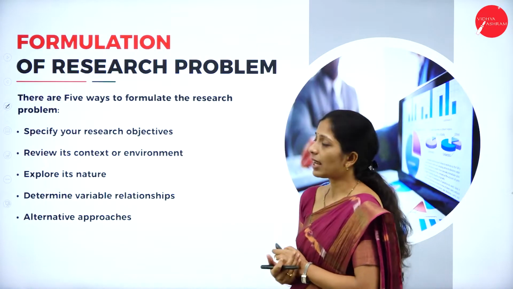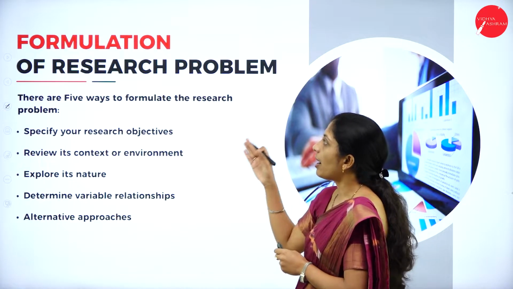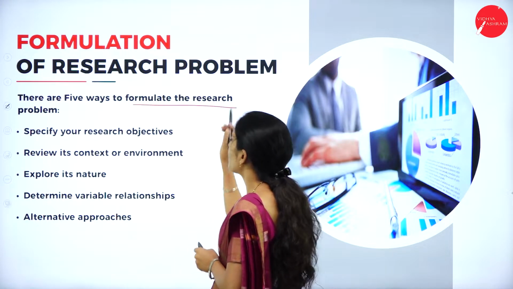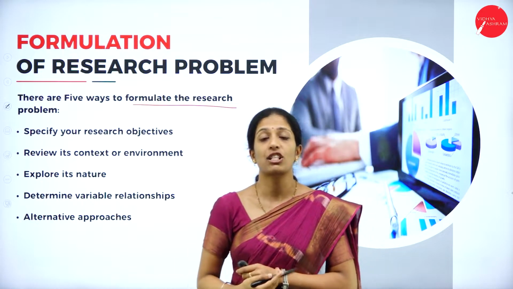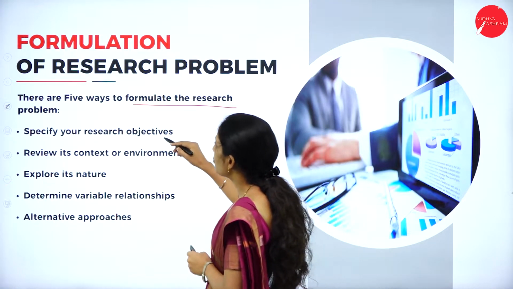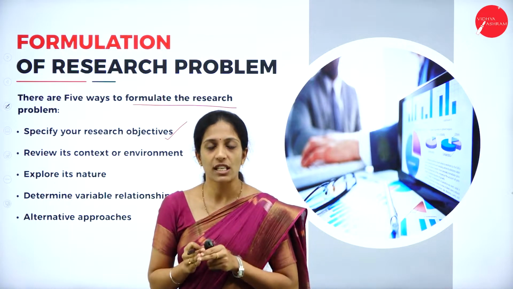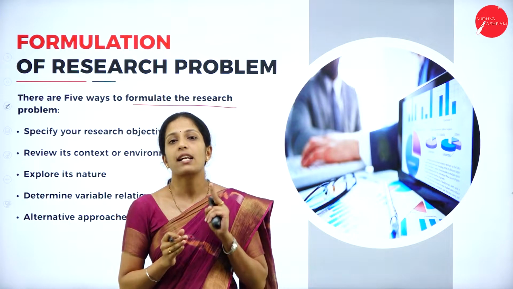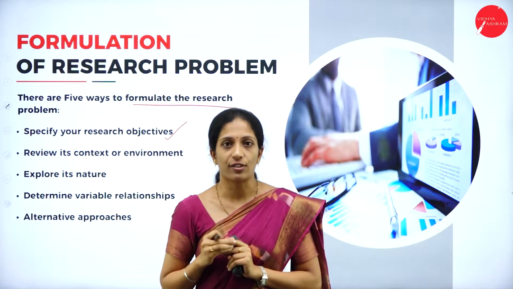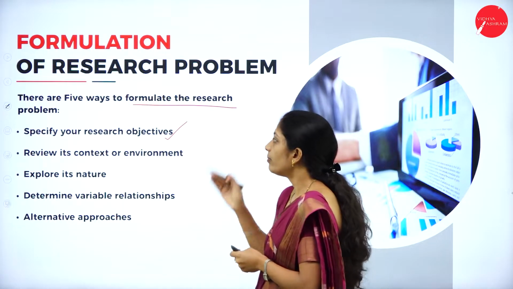Okay. Next one is formulation of the research problem. So how do we have to form a research problem? There are 5 ways to formulate the research problem. Let us see which are the 5 ways. Specify your research objectives. I have already told you in the research process itself, the first thing is identification of the research problem. Next one is to see the objectives of the research. So here also there are 5 ways to formulate the research problem.